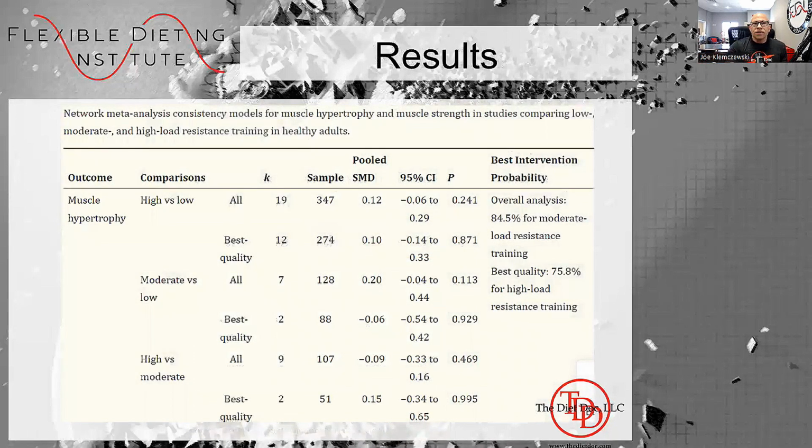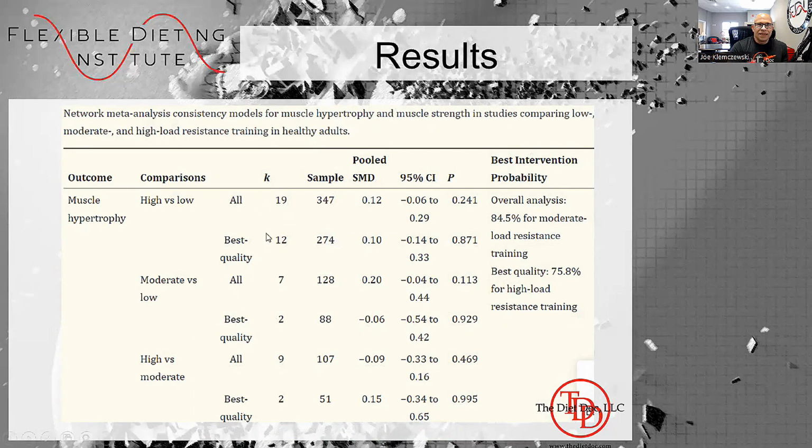Now, this is going to show us most of the detail before we get to some of the discussion and application. But look over here. This first graph on this slide is just looking at muscle hypertrophy. The next slide will show muscle strength. But here are the different types of studies. So high load versus low load, moderate versus low, high versus moderate.